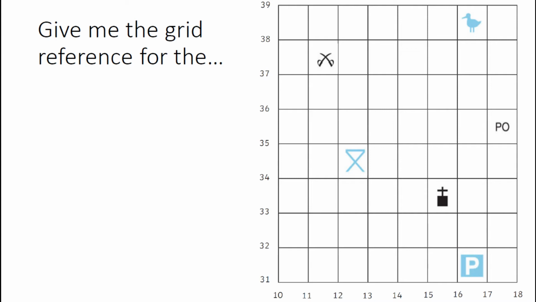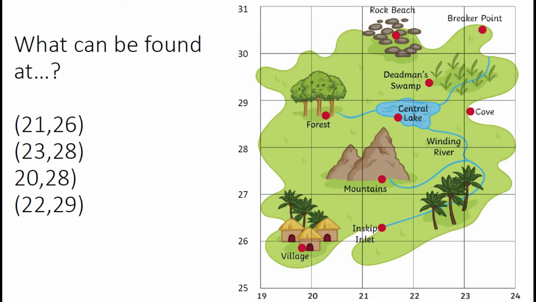Excellent. What about the church? The church is a symbol with a cross on the top. Well done. Along to 15 and up to 33. Well done. Can you spot what can be found within these grid references?